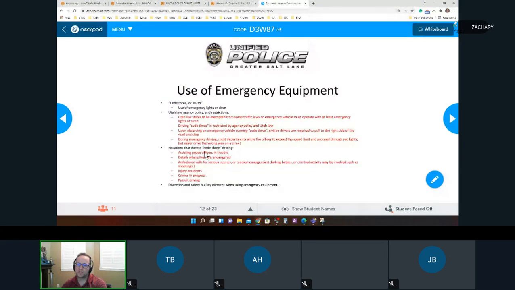There are different situations here for code 3. So assisting a police officer in trouble. Details where lives are endangered, ambulance calls for serious injuries or medical emergencies. Okay, choking baby, criminal activity involving a shooting, injury accidents, crime in progress, pursuit of driving. So there are certain times when they can be used.